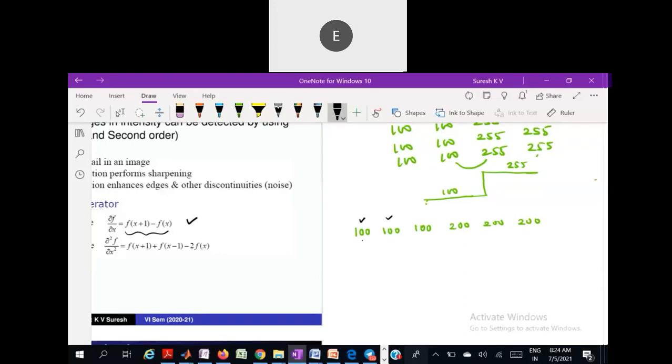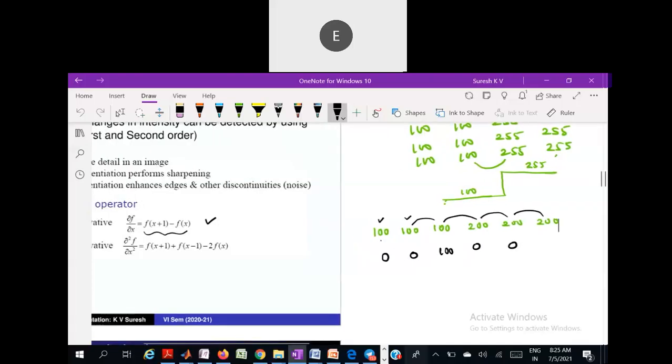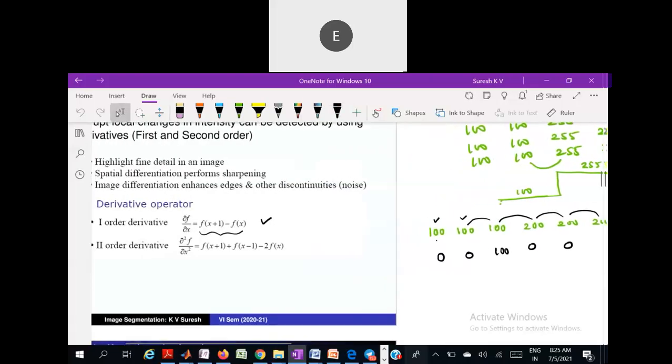So I have to take a difference. As you know, 100 minus 100 is 0, again 100 minus 100 is 0, 200 minus 100 is 100, 200 minus 200 is 0, 200 minus 200 is 0. So this is a first order derivative.